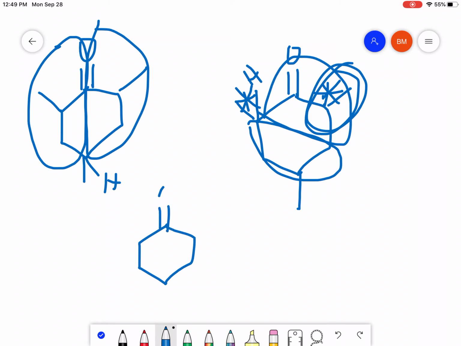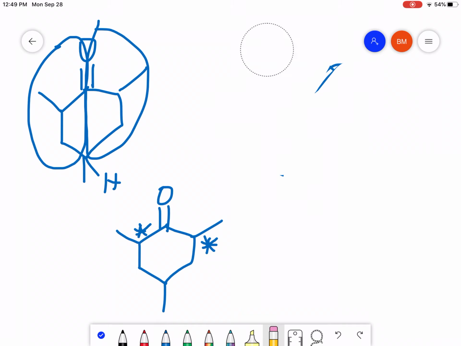So when all is said and done, and you're labeling the stereogenic centers of this particular structure, you'd have one here, and you'd have one here. Just those two. Okay? All right, let's try one more.